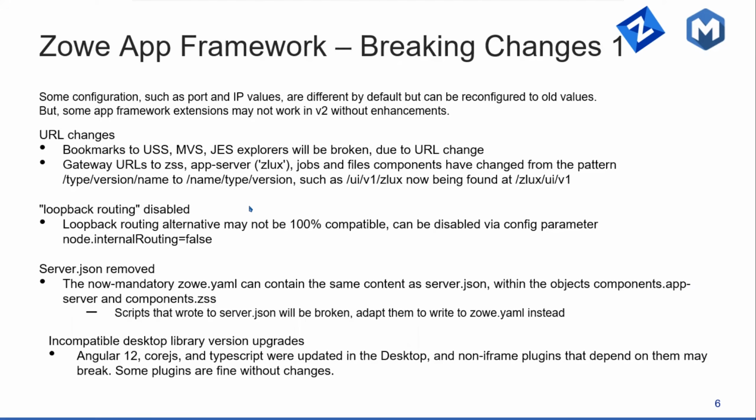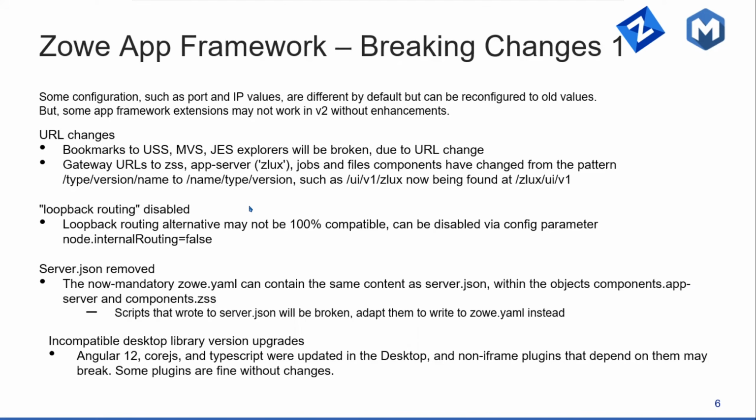So if you ever noticed in documentation, suggestions, troubleshooting, and so on, that we said that you can get to the desktop from /UI/v1/Zlux, that will no longer work. The new URL is where Zlux comes first rather than last. So you just need to update references.